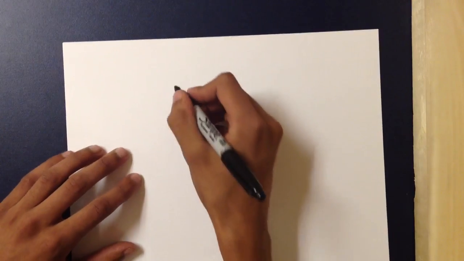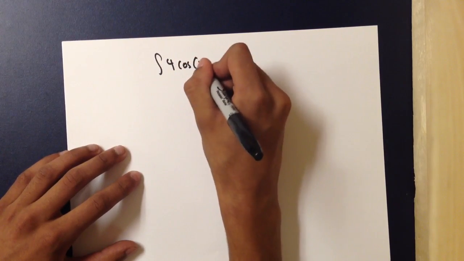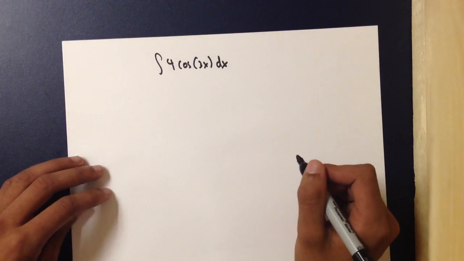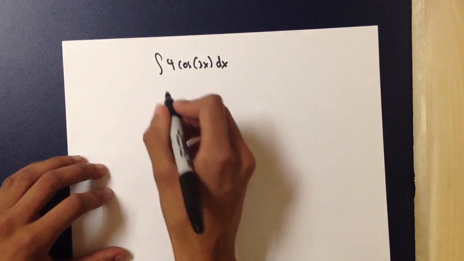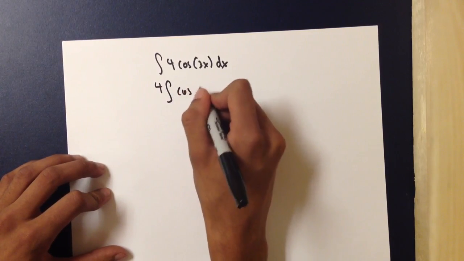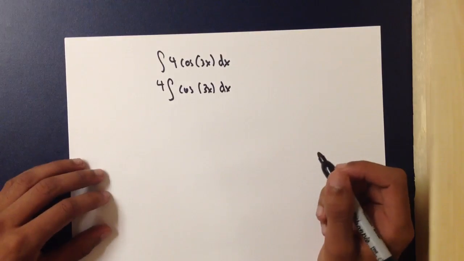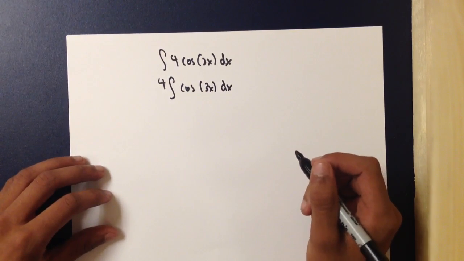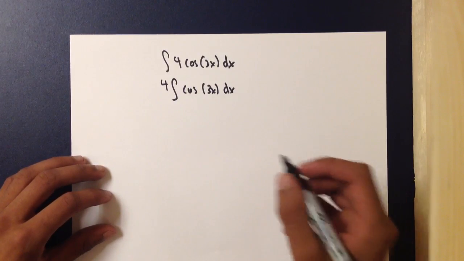We'll try the integral of 4 cosine 3x with respect to x. So, according to integral rules, if you have a constant multiplied into the function, you can take the constant out. So now we have 4, the integral of cosine 3x dx. Now, we don't know how to integrate cosine 3x with the normal antiderivative rules. So, with U-substitution, we could change it into cosine of u.